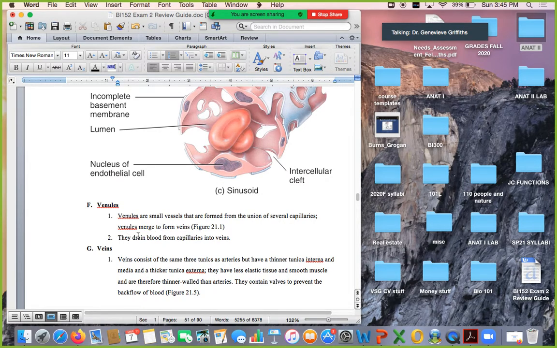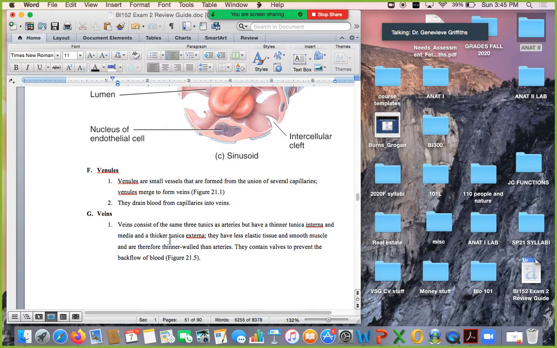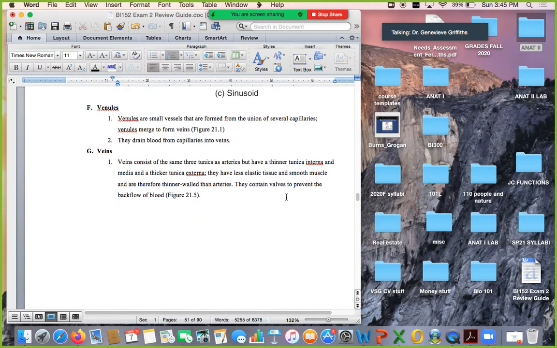And drain is the right word. We're no longer under pressure. This is kind of a nice, leaky, slow drainage into the veins. Veins are going to have those three major layers, right? Tunica interna, media, and externa. But they have far less elastic tissue and are thinner walled than the arteries. They don't need to be thick because they're not under pressure. And they have those specialty one-way valves.